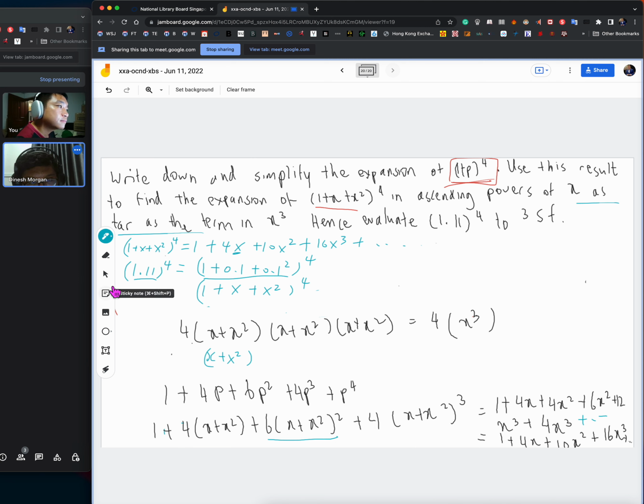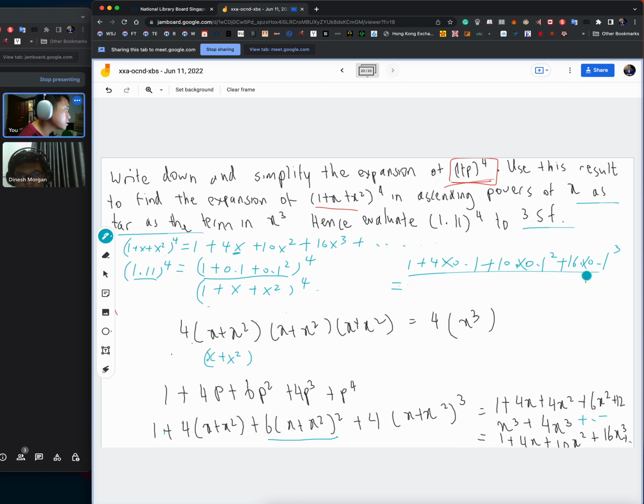Yeah. You don't need the x cube, because I don't think. Okay, what I'm trying to say is you just replace this x with 0.1, so you will get 1 plus 4 times 0.1, because they want 3 significant figures. Anything beyond is useless, right? Yep, just use your calculator, punch this, and then you get the answer. Then just get it into 3 significant figures. Of course you have the plus dot dot, but not needed. Okay.